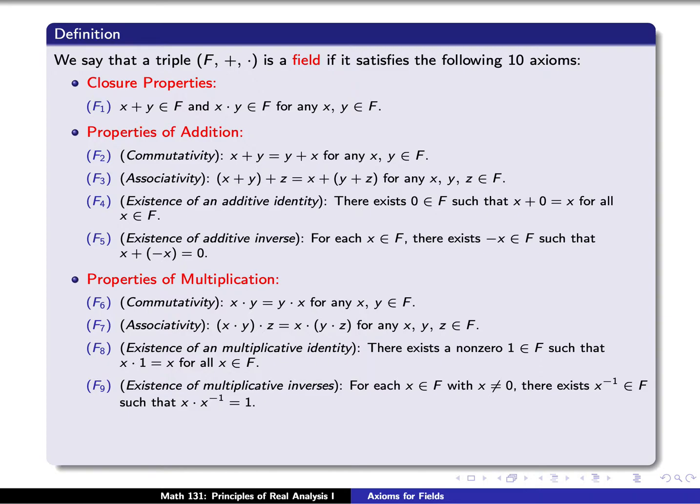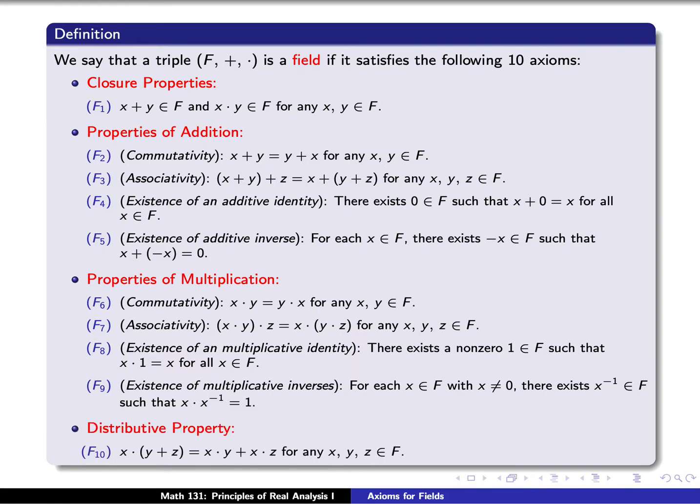Next, there should exist a multiplicative identity that we'll call the number 1. That means x times 1 should be x for all x in F. And finally, we should have multiplicative inverses, but we want to be a little bit careful here. For all non-zero x, there should exist an x inverse, that is, x times x inverse should be 1.